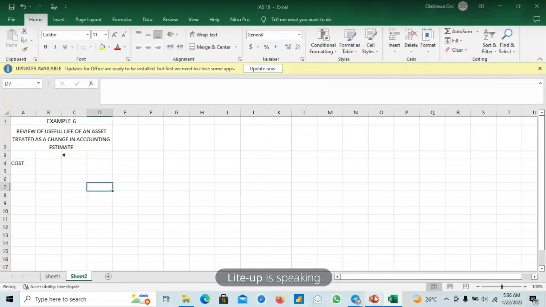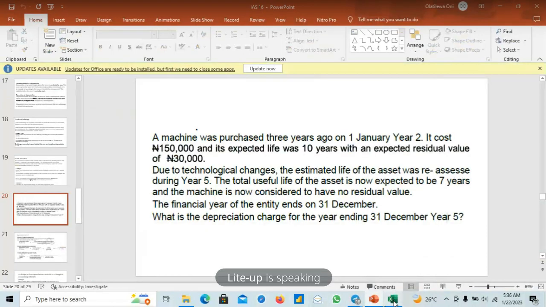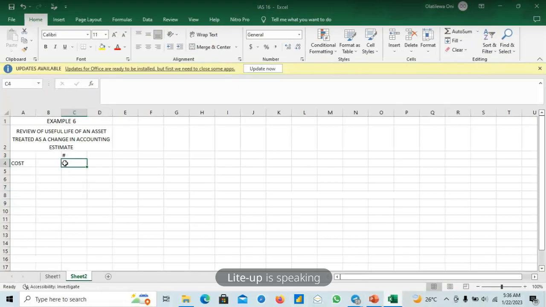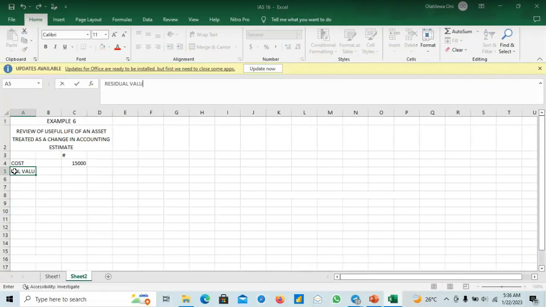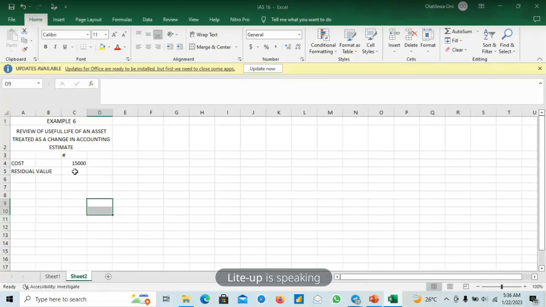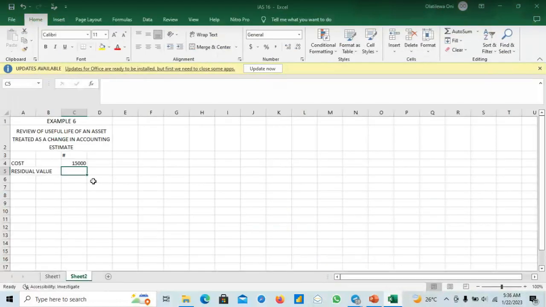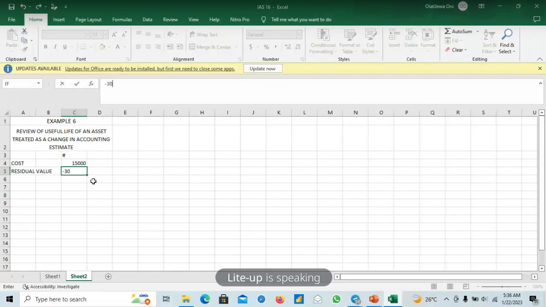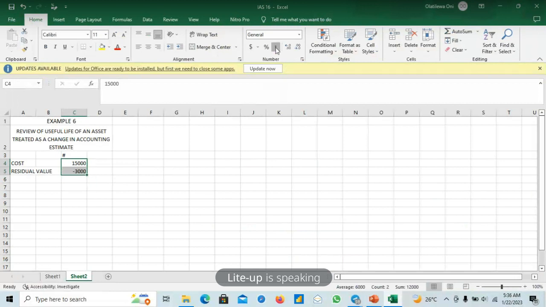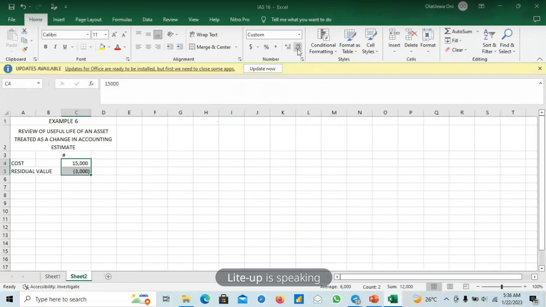Cost of the asset, according to this, the cost is 150,000 naira. Then we talk about the residual value of the asset. That one is, according to this question, 30,000 naira. We are going to make it a negative figure so that it helps us to know exactly what we are going to do with it.